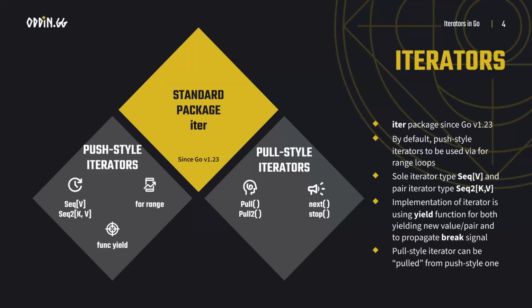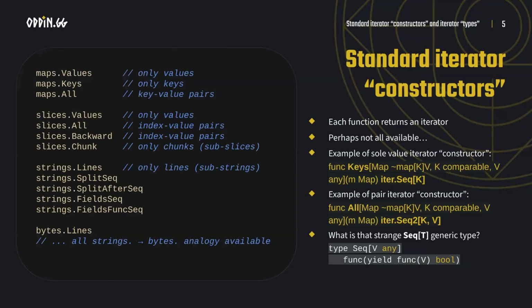The second style of iterators are the so-called pull style iterators. Those are important because sometimes you don't want to use simply a for range. If you need them, you can simply use the Pull or Pull2 variant of the function from the iter package, and you are good to go. I will show you an example of them a little bit later.